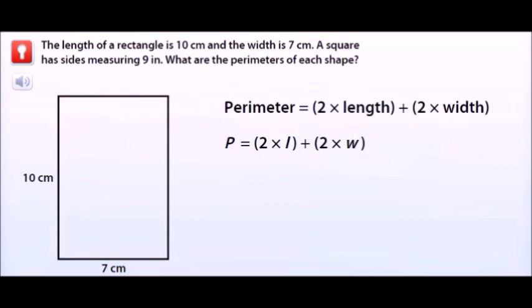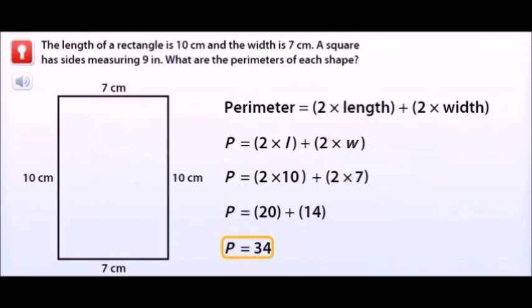Now let's use the formula to find the perimeter. We should write the numbers we know in place of the letters. What number is the length? The length of this rectangle is 10 centimeters. What's the width? The width of this rectangle is 7 centimeters. The perimeter is equal to 20 plus 14. So, the perimeter is 34 centimeters.